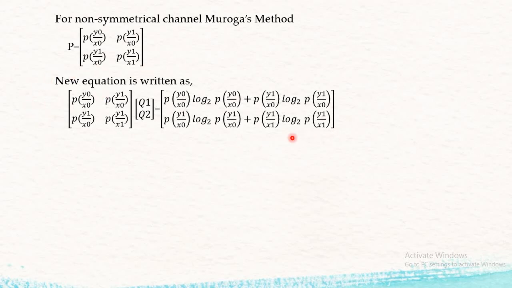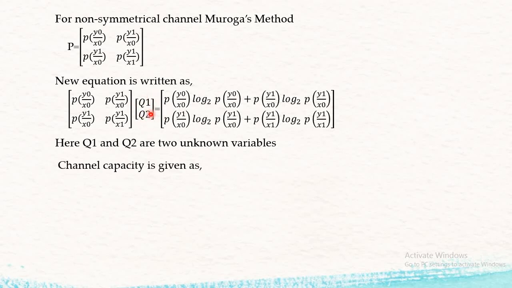Once this is rearranged, our next task is to find the values of q1 and q2. By solving this with matrix multiplication, we find the values of q1 and q2. Then for finding the channel capacity, the formula is log to the base 2 of 2 raised to q1 plus 2 raised to q2. We put the values in the channel capacity formula, and it will give you the channel capacity for non-symmetrical channels.